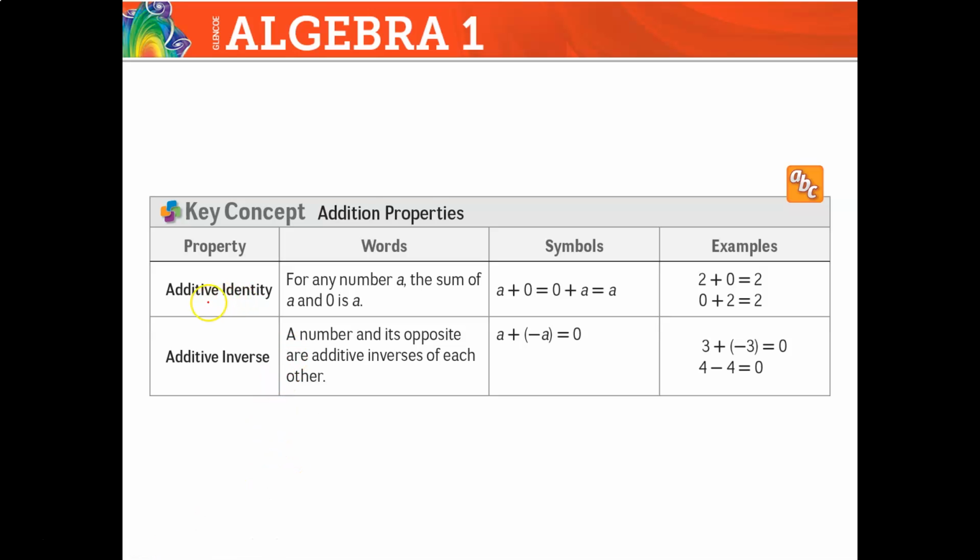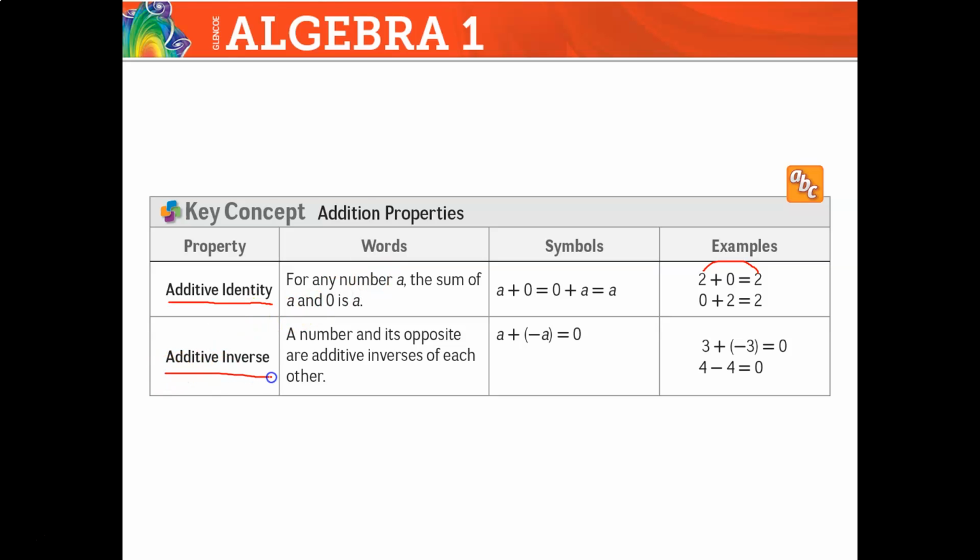Additive property. Additive identity. For any number A, the sum of A and 0 is A. So you always know A plus 0 is equal to 0 plus A is equal to A. So you can take any number and add 0, and you get what you started with. 2 plus 0 is 2. 0 plus 2 is 2.